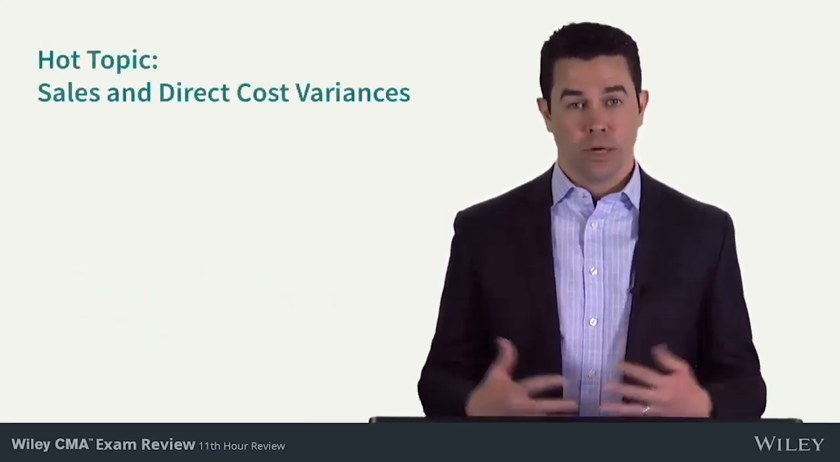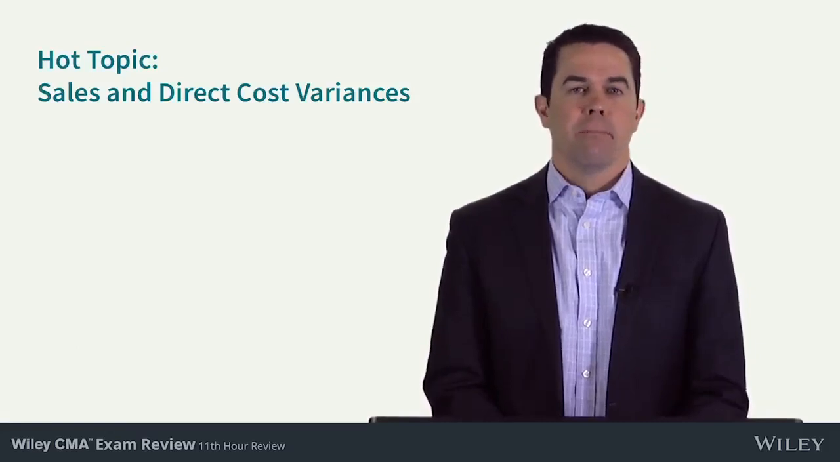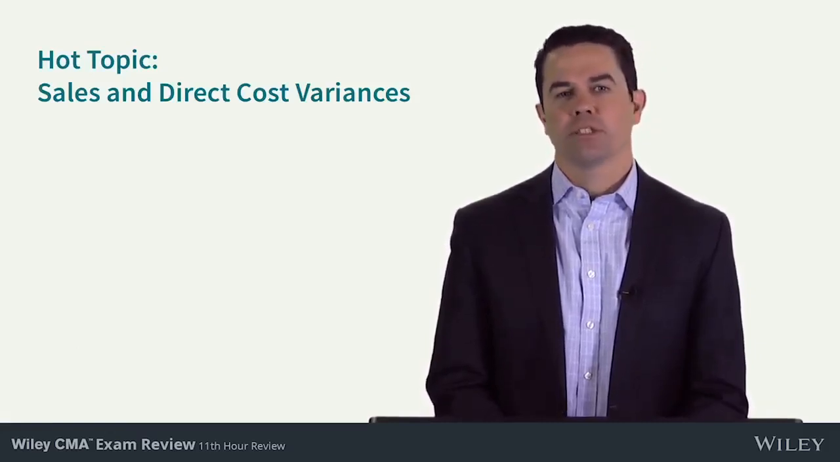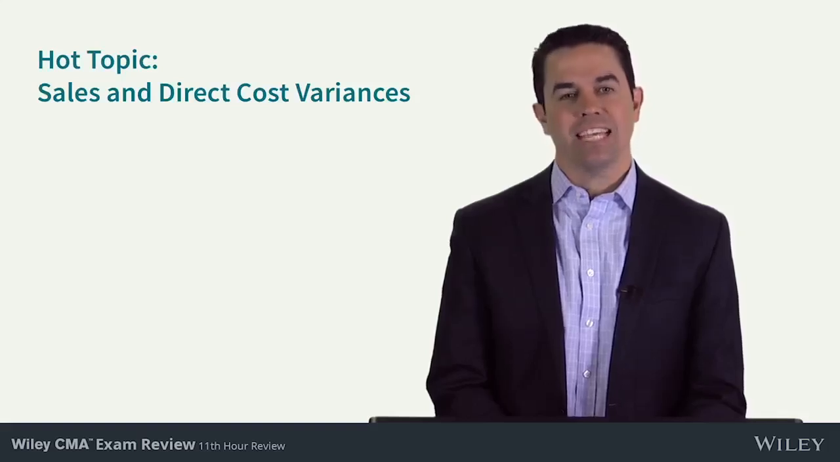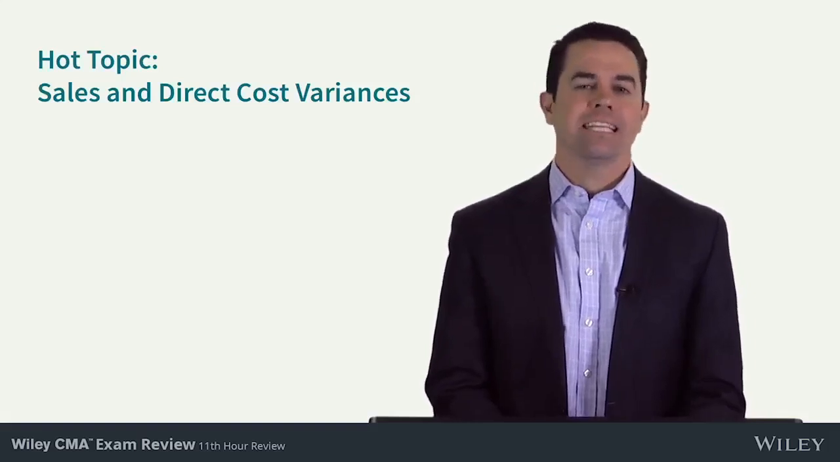In this video, we're going to talk about sales and direct cost variances. When we say direct costs, we mean direct materials and direct labor. In a separate video, we'll talk about overhead variances because those are a little bit different. But the pattern of direct materials and direct labor variances and sales variances is similar enough that we can consider them together in this video.